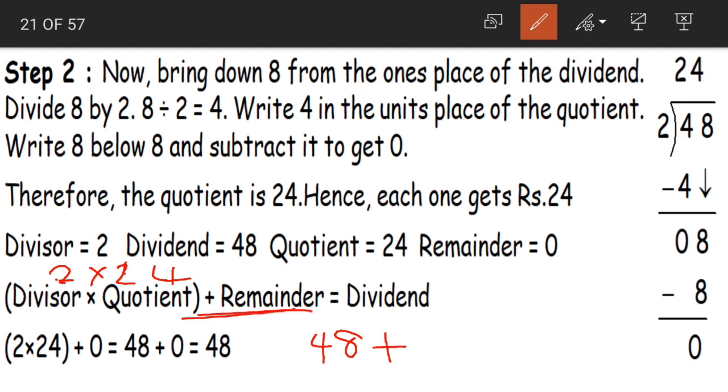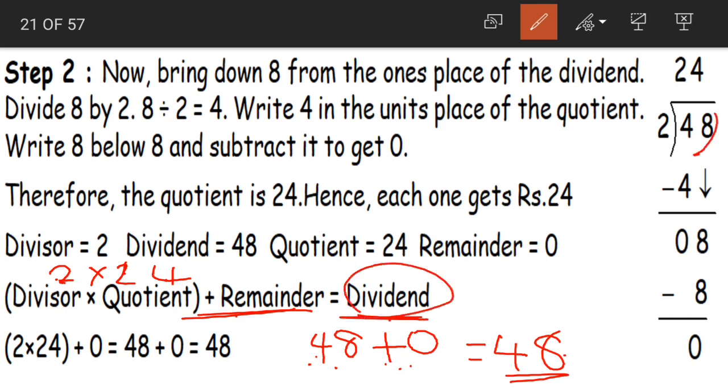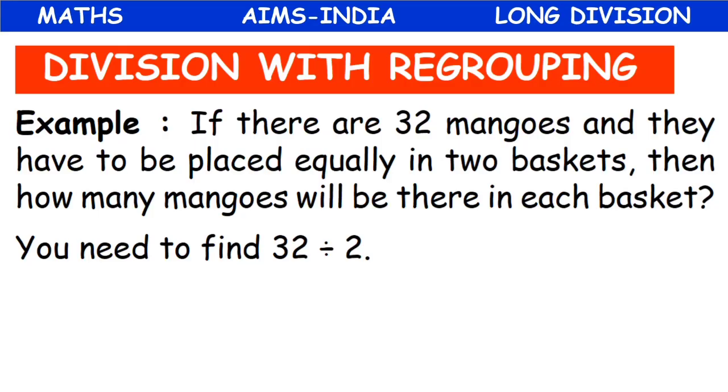Then adding our remainder. Remainder is 0. 48 plus 0 is equal to 48. Now what is this 48? It is equal to our dividend. Yes or no? See, the dividend is also 48. So what does this prove? It proves that our division, whatever we have done, is correct. Clear, children?